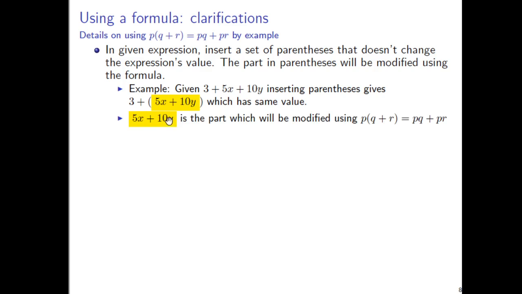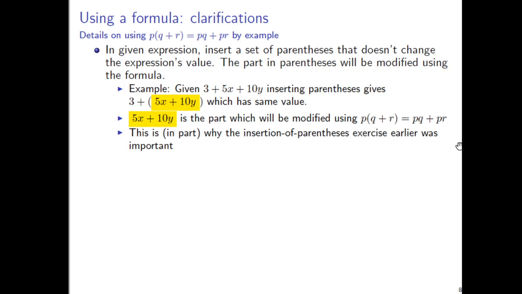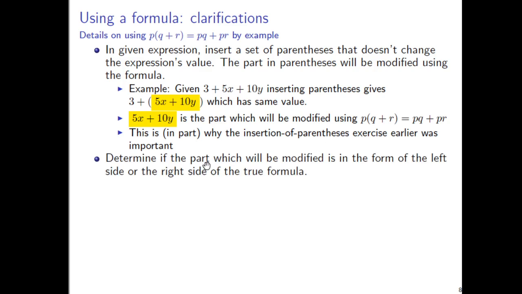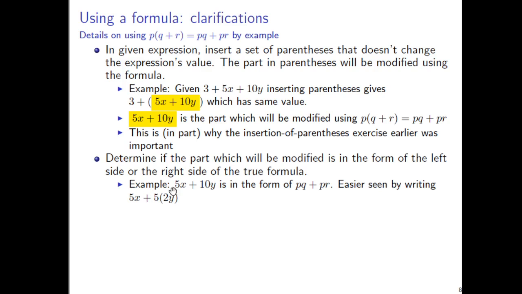So then this part that's highlighted in yellow is the part that we will modify using the formula p times quantity q plus r equals pq plus pr. This is in part why the insertion of parentheses exercise earlier was important, right? So we looked at, are these expressions equal or not based on insertion or deletion of parentheses. Then the part that we're going to modify, which is shown here in yellow, we have to determine if that looks like the left side or right side of the formula. What we have, for example, here, 5x plus 10y, it really is in the form pq plus pr. It's actually easier to see this if we first rewrite it as 5x plus 5 times 2y.